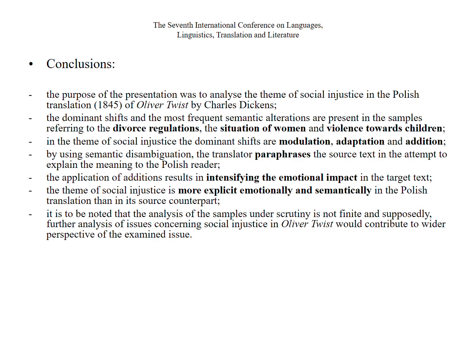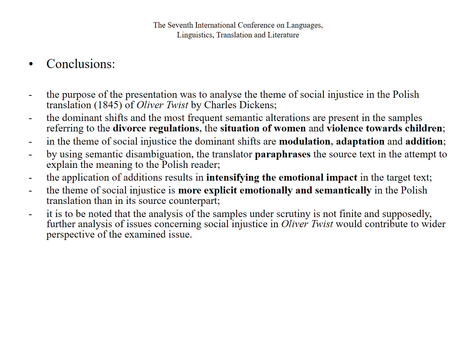Conclusions. The purpose of the presentation was to analyze the theme of social injustice in the Polish translation of Oliver Twist by Charles Dickens. It is clear that the dominant shifts and the most frequent semantic alterations are present in samples referring to the divorce regulations, the situation of women, and violence towards children. In the theme of social injustice, the dominant shifts are modulation, adaptation, and addition.